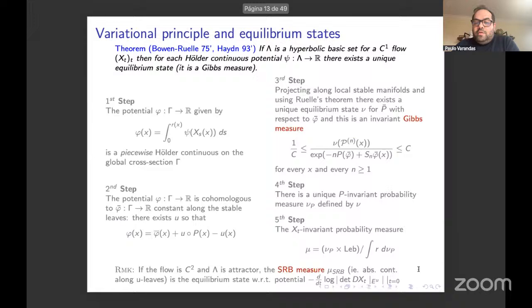And for sure the case of SRB measures, which were the motivating case in the very beginning in Bowen's paper, are constructed in this way, just taking this potential, which is written here, derivative of minus log Jacobian in the unstable direction. So in this sense, the topological description using Markov partitions allows us to construct equilibrium states, but they don't give a hint about their ergodic statistical properties.